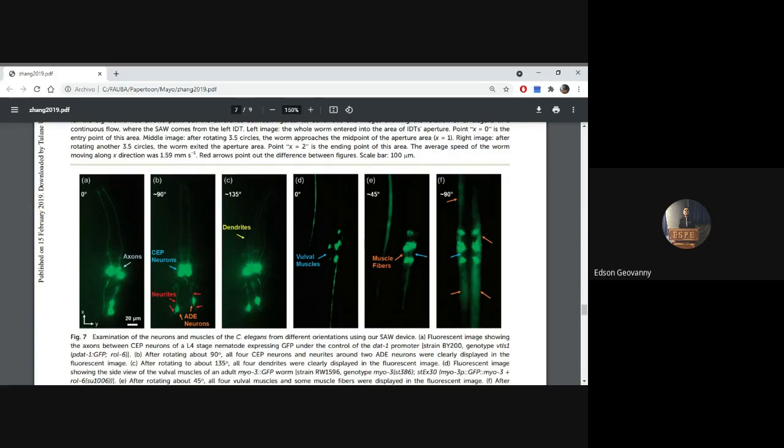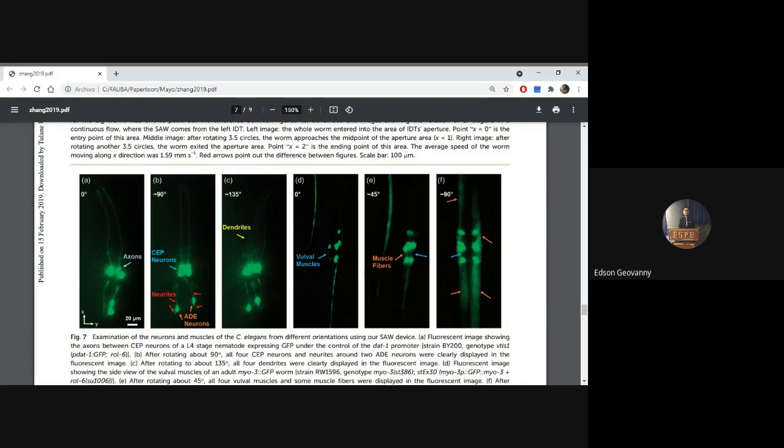Figure 7D, before worm rotation, vulvar muscles are shown. In figure 7E, turn 45 degrees, observe the muscular fibers. And the figure 7F, we kept turning the worm 90 degrees. All vulvar muscles were found in the front. Many muscle fibers were observed.